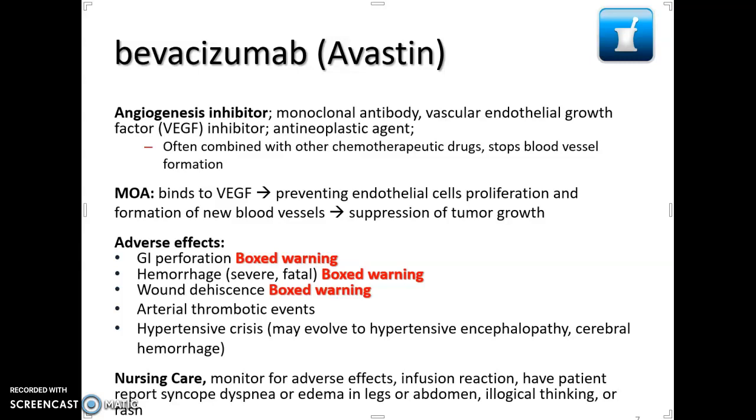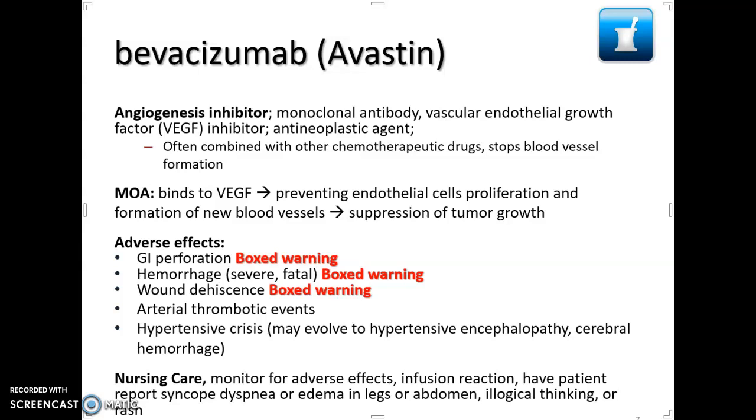There's a few adverse effects here. GI perforation, hemorrhage, which can be severe or fatal, wound dehiscence, which is where the wound opens up and like your insides come out, arterial thrombotic events, and then hypertensive crisis. And I'm not sure that we really understand the mechanism behind each of those things, but they've been seen, and we need to be aware of it.